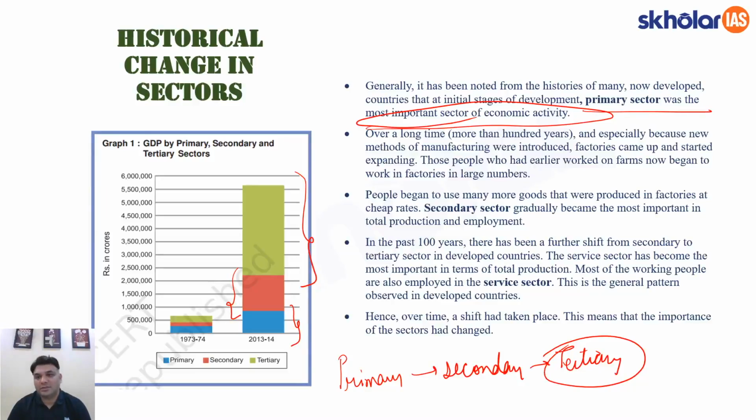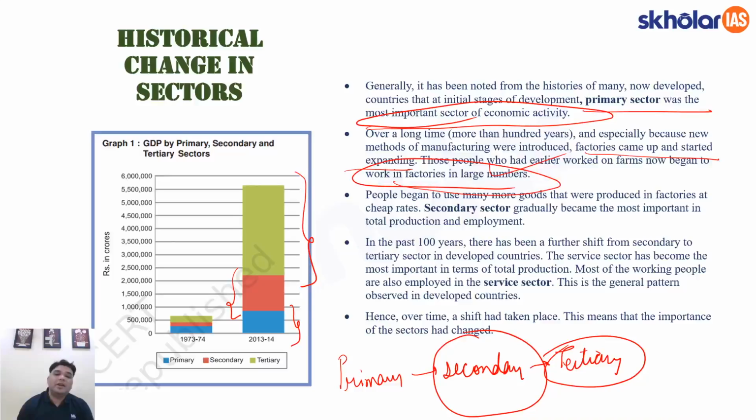Please don't forget this, that the industrial sector has to expand, and over a long time, because of new methods of manufacturing which were introduced, factories have come up and they have started expanding, right? So those people who earlier worked on farms, they now begin working in the factories also, right? Because manufacturing sector, which is a secondary sector, even that is expanding. Why? Because the needs of the primary sector are expanding. So the need of workers and laborers and engineers and floor managers will also rise. So there will be a migration of people from primary sector towards secondary sector as regards employment is concerned, right?